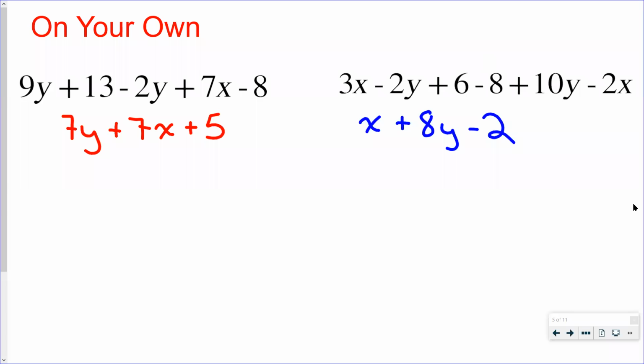All right, so when we combine the first one, we should have gotten 7y plus 7x plus 5. Order does not matter as long as you have the right sign in front of it. So if you had 7x plus 7y plus 5, that's okay. If you had 5 plus 7x plus 7y, that's fine, as long as all these terms are positive. And then the next one, you should have x plus 8y minus 2. If you had 8y plus x minus 2, that's okay. Again, as long as your signs are right, you are good.